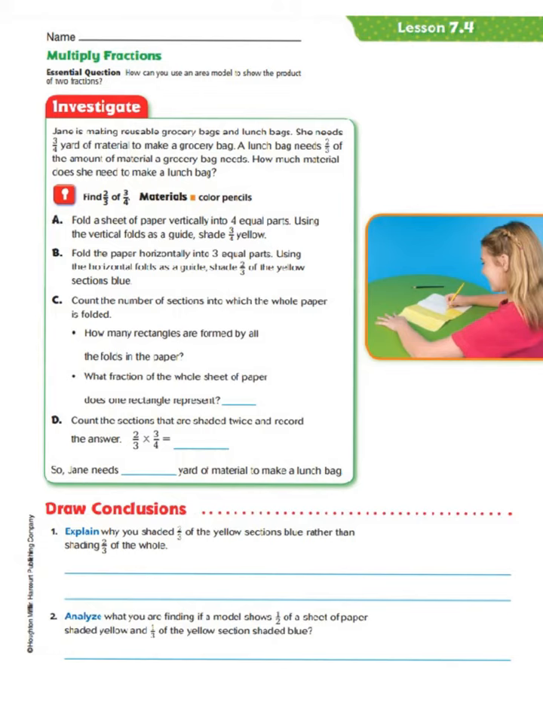Good evening. Today we're going to be looking at lesson 7.4, multiplying fractions. So before we get started, let's take a look at our essential question. How can you use an area model to show the product of two factors?